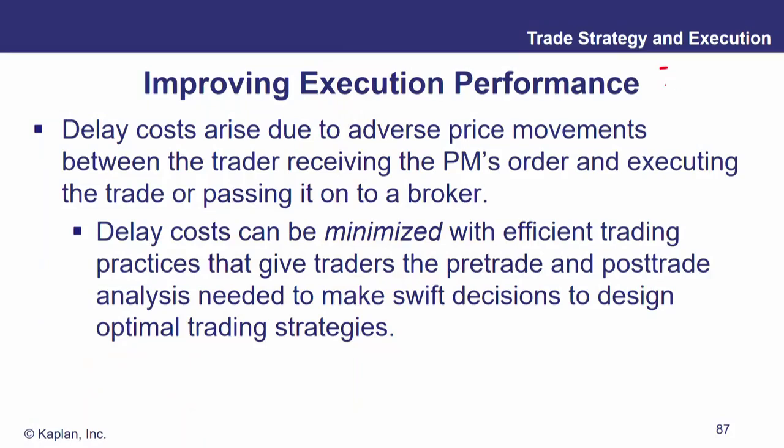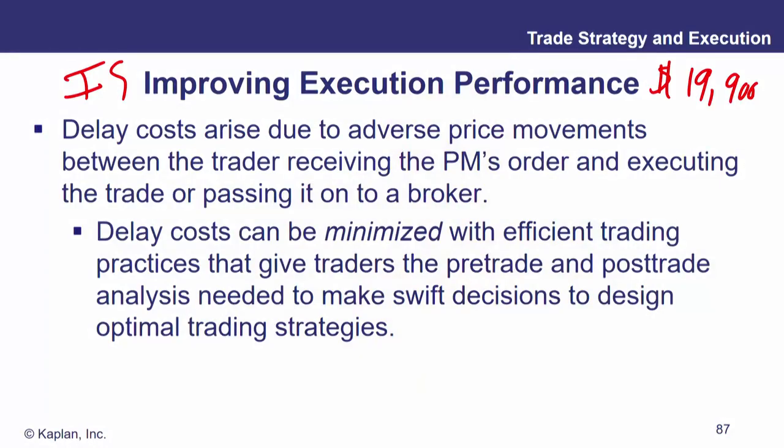Okay, so now that we know that we had a $19,900 implementation shortfall, as a portfolio manager, what can I do about it? Meeting with the trading department, what can we do to help implement this and get this $19,900 lower? So what do we know?